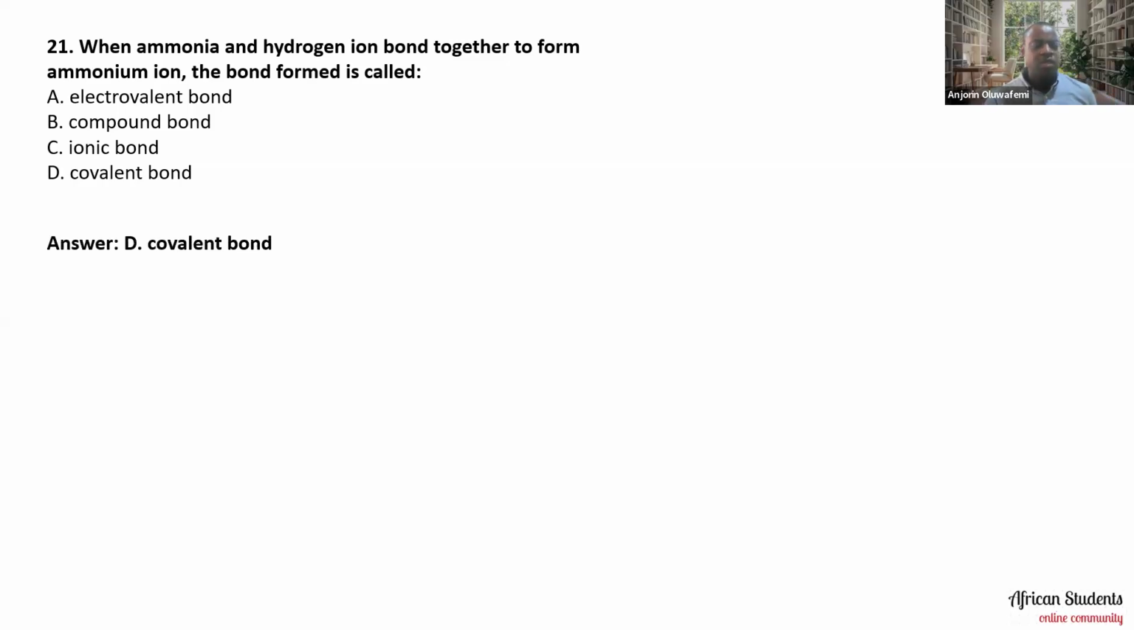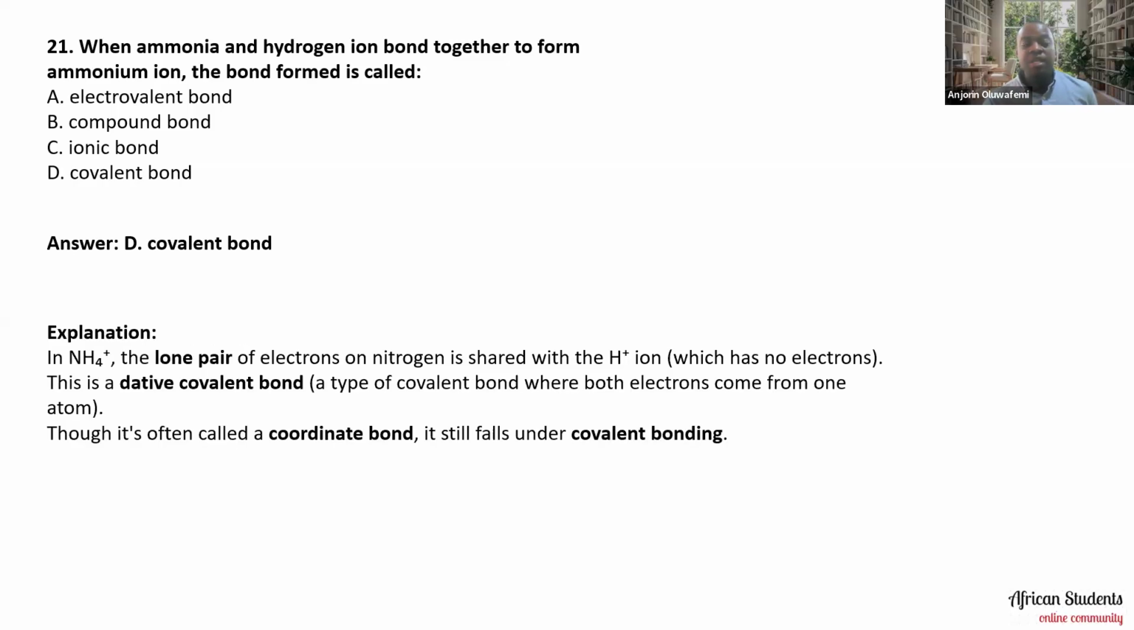Okay, the answer to this one is a covalent bond. When ammonia and hydrogen ion bond together, they form ammonium ion. The bond formed is a covalent bond. Basically, in ammonium ion, the lone pair of electrons on nitrogen is shared with hydrogen ion, which has no electrons. And this is a dative covalent bond, a type of covalent bond where both electrons come from one atom. Though it is often called coordinate bond, it still falls under covalent bonding. So let's take note of this.